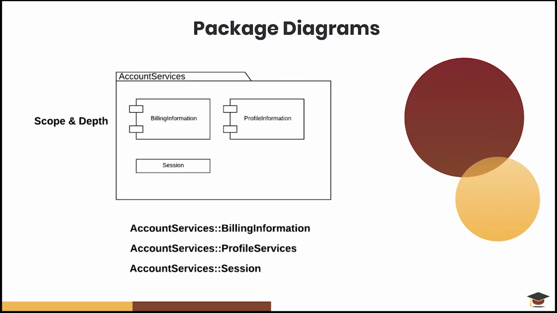So in order to access that scope, we need to be able to know the qualified name. So for billing information, it's account services, colon, billing information. In some programming languages, it's just 1 colon, and in others, it's 2 colons. For profile services, it takes the same, colon, profile services, and of course, session, colon, session. So in order to access those particular objects or classes or packages or whatever, we need to be able to know the qualified name so that we understand how to access it because of scope.